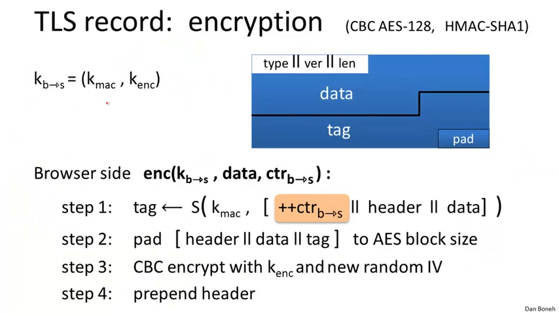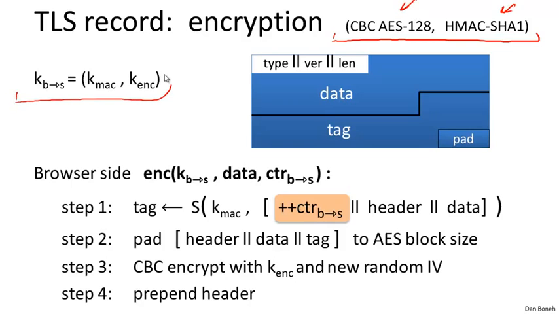In particular, I'll show you the mandatory cipher suite, which is encryption using AES-CBC and MACing using HMAC SHA-1. Remember, TLS uses MAC-then-encrypt, where the MAC algorithm is HMAC SHA-1 and the encryption algorithm is AES-128 in CBC mode. Let's look at how the browser sends data to the server, which, as I said, is done using the browser-to-server key.